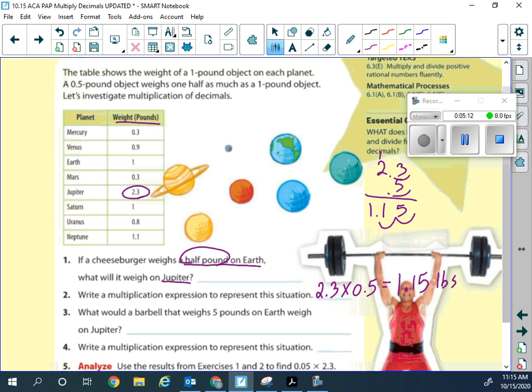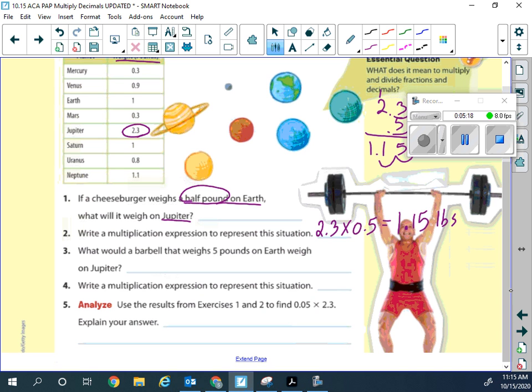Right, but we want the expression, and then here they run the answer. So I just did it all at once, but thank you. Okay, number 3 says, what would a barbell that weighs 5 pounds on Earth weigh on Jupiter? So this time, we still were using 2.3 because that's from Jupiter, but what number am I going to multiply by? By 5 because it's 5 pounds. Okay, so I'm going to go over here to the side and multiply by 5 pounds.